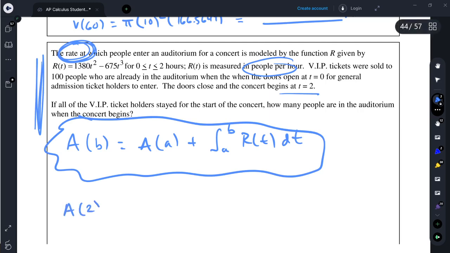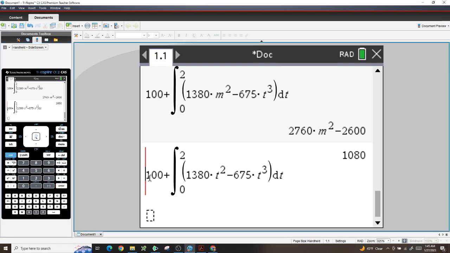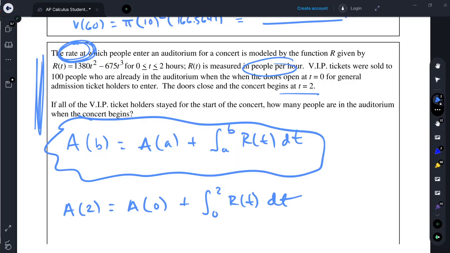So the amount at time 2 is equal to the amount at time 0 plus the integral from 0 to 2 of R(t) dt. And we've done this a bunch of times now. You're just going to head over to your calculator and type all of that in. Okay, and so that should look like this. 100 was my initial plus that integral of the rate, and we get 1080, right? And so our units in this case are people. So there are 1,080 people in the auditorium.